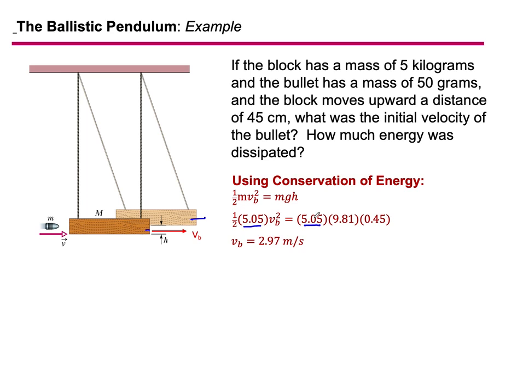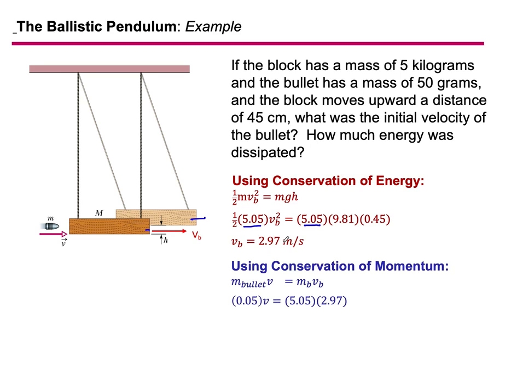Once we have that, we can use conservation of momentum. The mass of the bullet times its initial velocity has to equal the mass of the block-bullet system times its final velocity, which we know is 2.97. Plugging in our numbers, we can get the velocity of the bullet before it hit the block was about 300 meters per second, just less than the speed of sound.